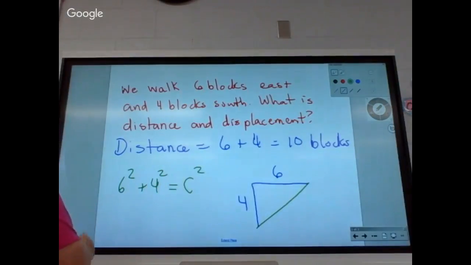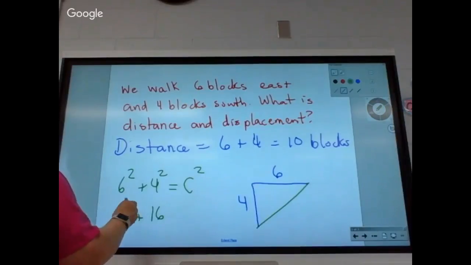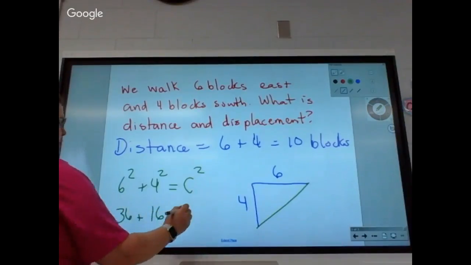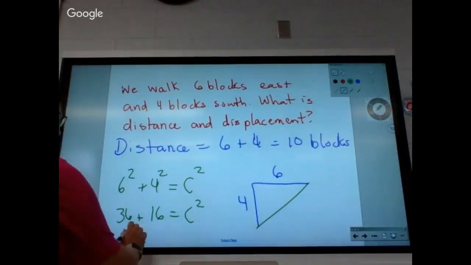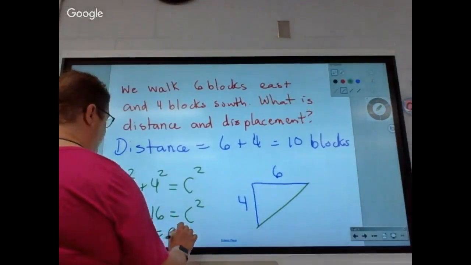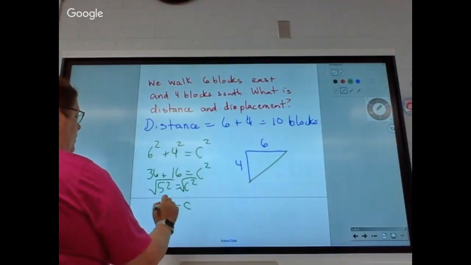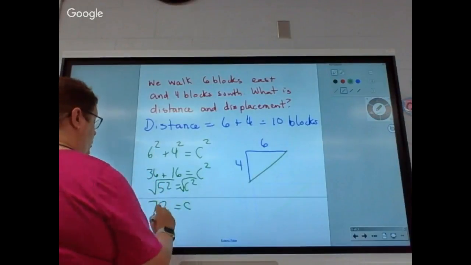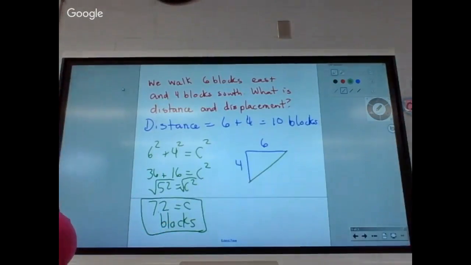What's 6 squared? Plus what's 4 squared? Equals C squared. What's 36 plus 16? 52 equals C squared. What's the square root of 52? 7.2. I just use 7.2. So 7.2 blocks. So there's my shortcut. That's my displacement.